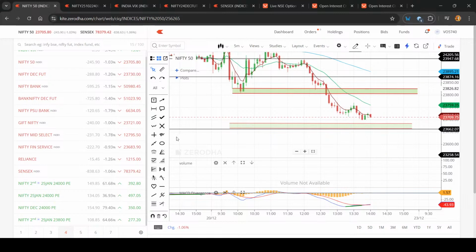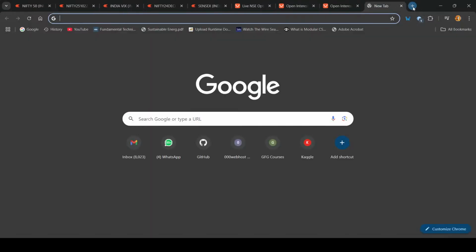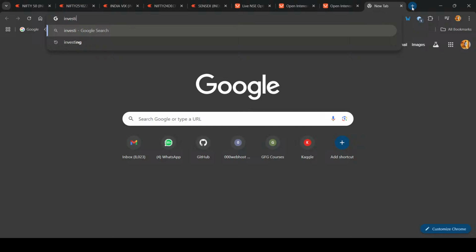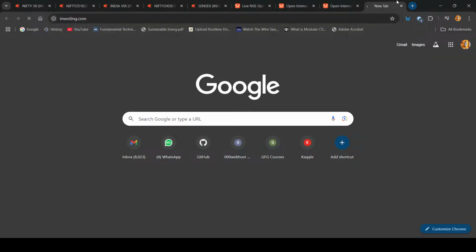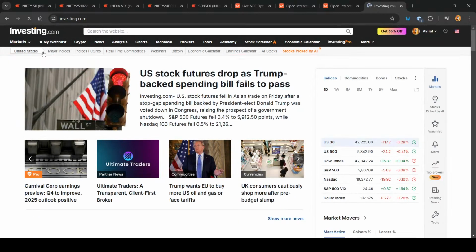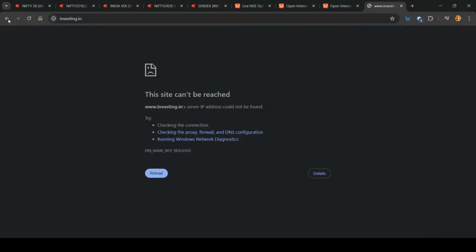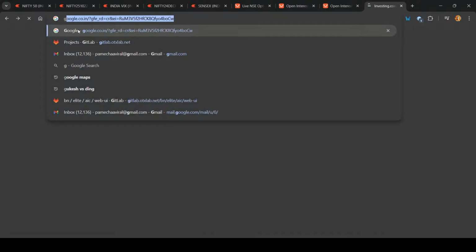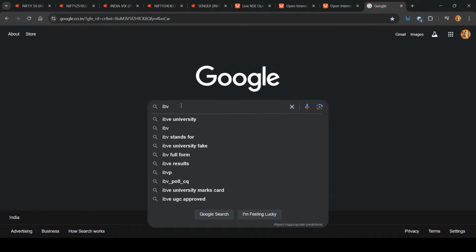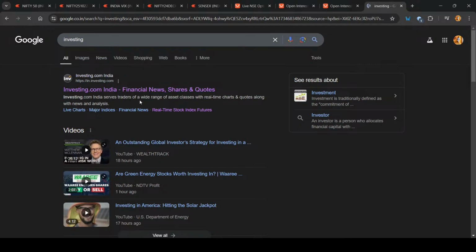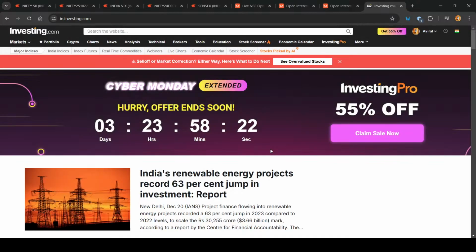Alright, I'm just starting to have a look at the globals on Investing.com. I was preferring to look on my phone, but let's have you guys also look at what the globals are doing. Are they looking weak or not? I think we have Investing India. Okay, we'll do one thing.